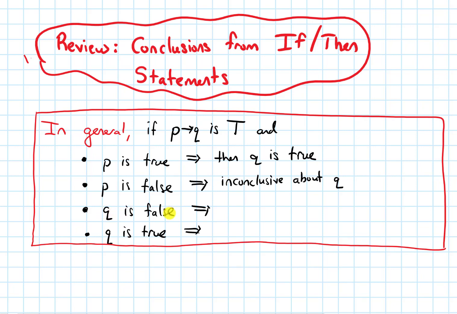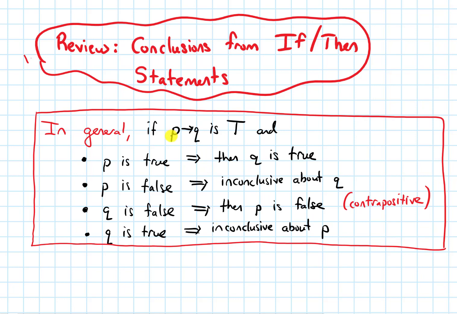If Q is false, then P is false. And that is the contrapositive. And finally, when Q is true, we are inconclusive about P. P could be true, it could be false, we don't know. So for all of these, it's important that the implication that we start with, P implies Q, be true. So let's look at an example.